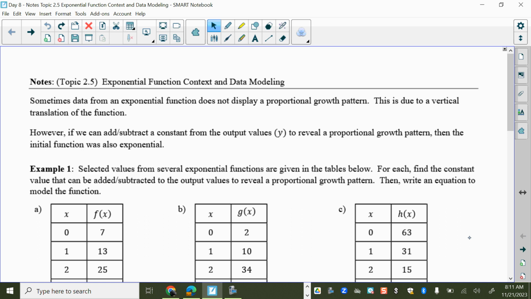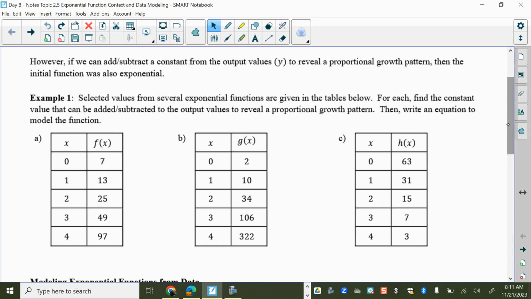Okay. All right. So, data from exponential functions sometimes don't display a proportional growth, right? Like sometimes it's been changed. When you look at these patterns down here, and you look at this letter A, 7, 13, 25, 49, 97, I can't see a multiplication pattern, but I know it's exponential, right? Remember that little warm-up a couple sections ago, where you couldn't find the pattern because I had added or subtracted something to it.